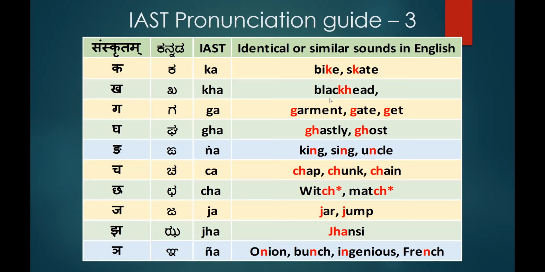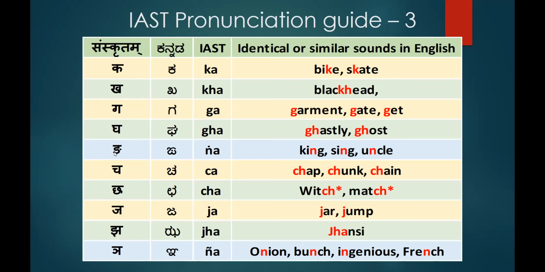Okay. So let us look at this word, blackhead, as one word. If you break it into black and head, it will sound different. But if you conjoin them and read it together in one flow, blackhead, the kh portion will almost come there. It is not an exact equivalent, but it is still somewhere close by. Next, g. It is represented by ga, like in garment, gate, get. The g, that is the one we are looking at in this position. For g, the mahaprana, you will find an h added to the normal g. It will sound like ghastly, ghost, the gh portion will become prominent.